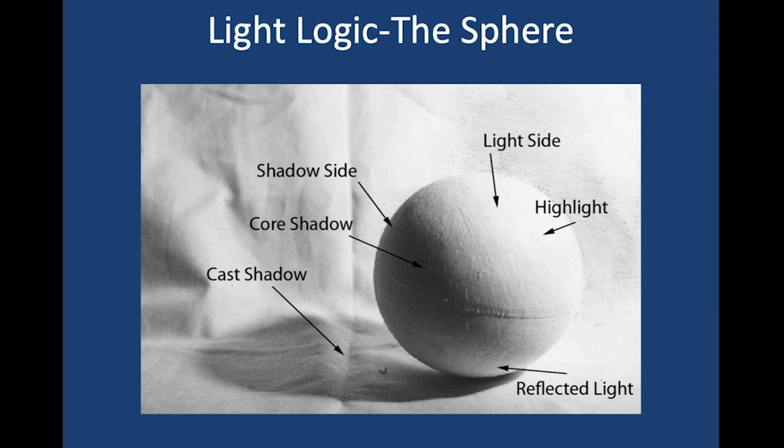The cast shadow is not contained, but is rather cast onto another surface, a ground plane, or another object. The cast shadow will be sharpest next to the form itself, and will have a lighter tone and softer edge further away from the form. Also note that, to make the light side appear light, we have to put a little tone behind it in the background.